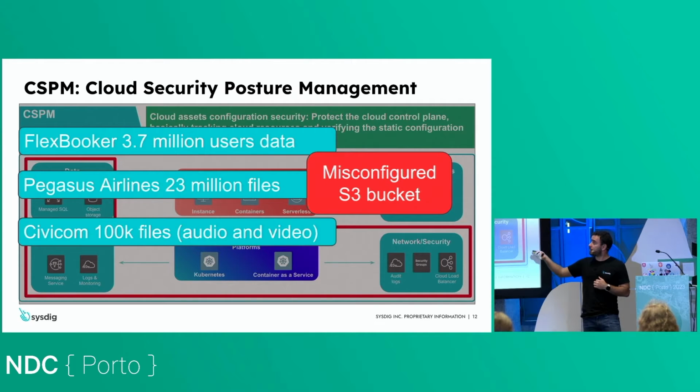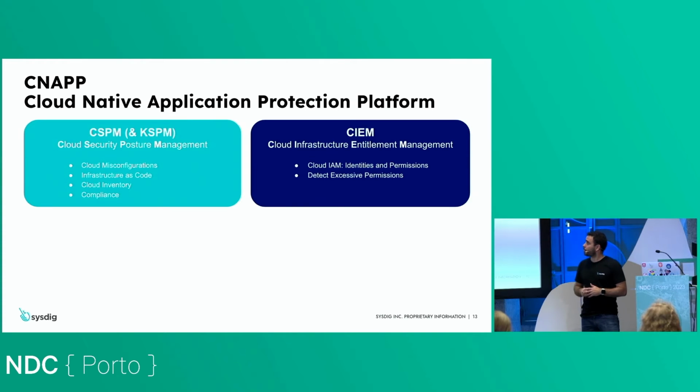Here are some facts: FlexBooker, 3.7 million users' data leaked; Pegasus Airlines, 23 million files leaked as well; Civicon, with 100K files of audios and videos. This is very sensitive data. With Pegasus Airlines, you had flight trackers, you had crew data with passports, a lot of sensitive data in there. All that because of misconfigured S3 buckets or just a misconfigured policy within the cloud.